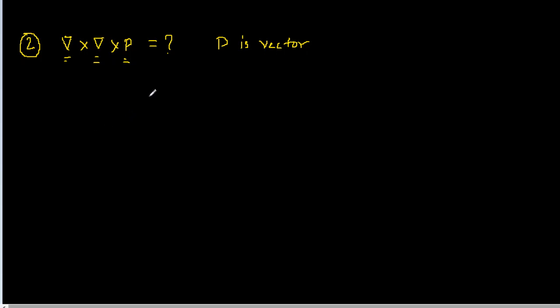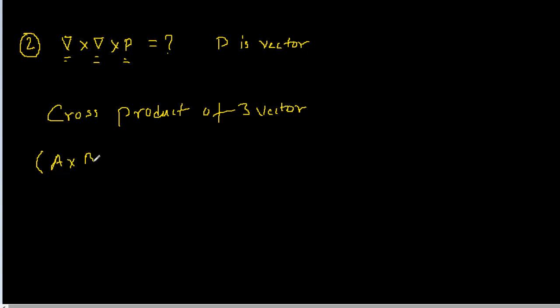For that we can recall the standard equation of cross product of three vectors. The standard equation of cross product of three vectors is as below. The three vectors we can name as A cross B cross C. These are the product of three vectors.